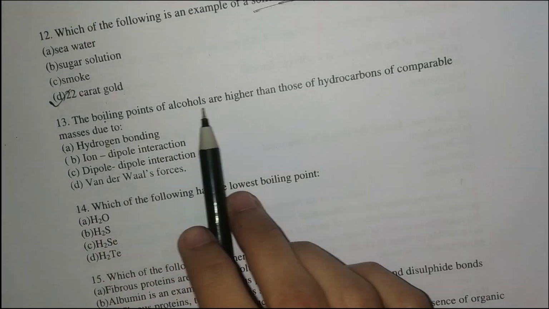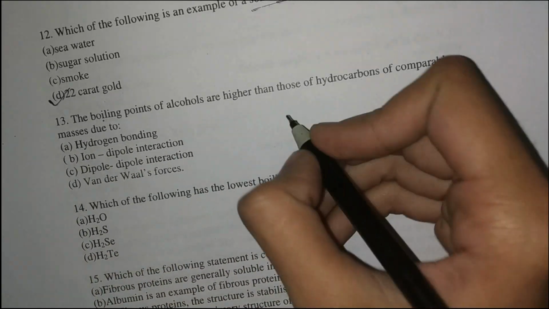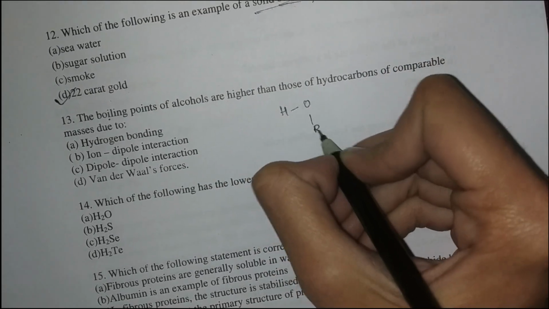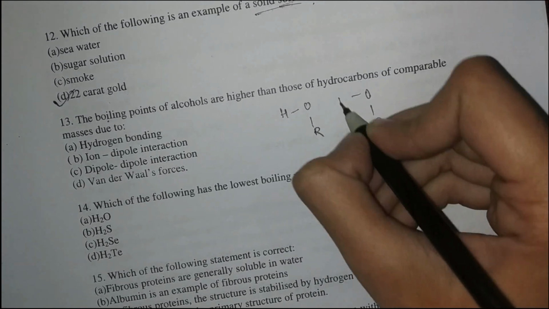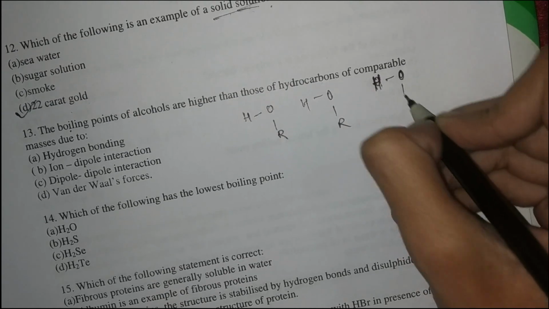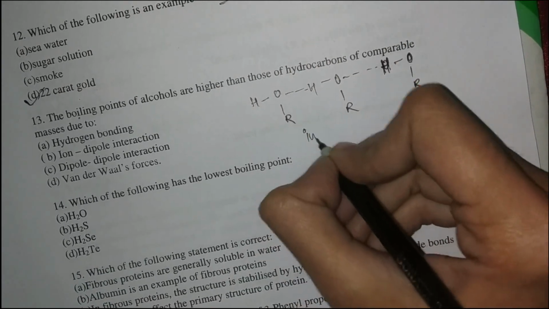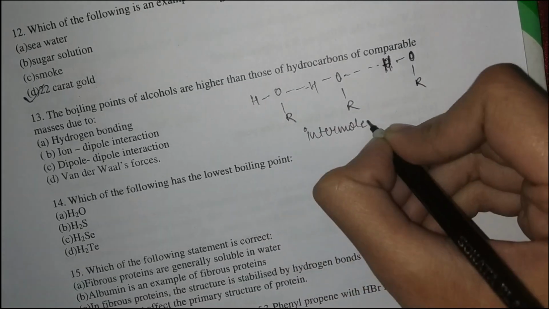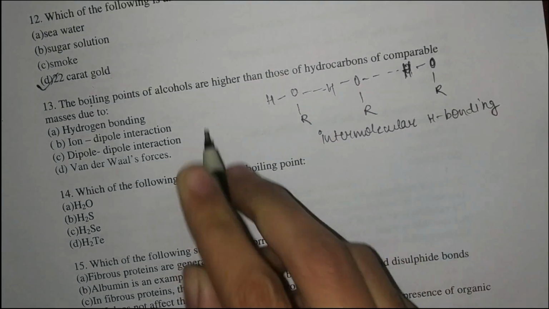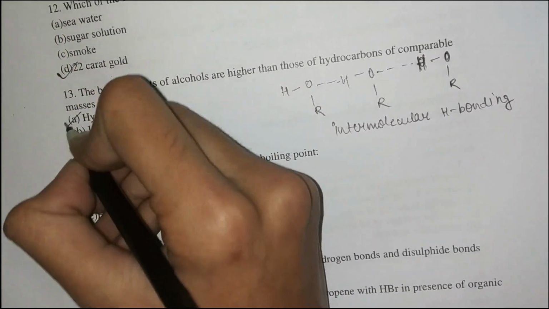Next question is, the boiling points of alcohols are higher than those of hydrocarbons of comparable masses due to what? We know in alcohols hydrogen bonding is present. This is an alcohol molecule. Let's say different alcohol molecules are present, and this is the intermolecular hydrogen bonding that leads to higher boiling point of alcohol than its comparable hydrocarbons. So hydrogen bonding is the answer, A.